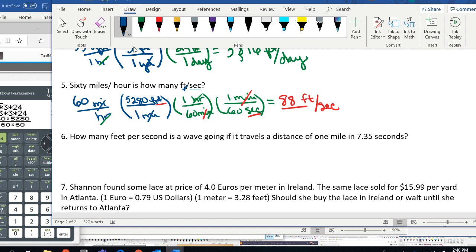How many feet per second is a wave going if it travels a distance of 1 mile in 7.35 seconds? So we're at 7.35.